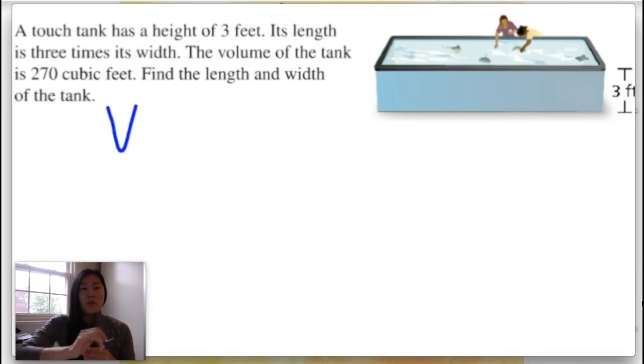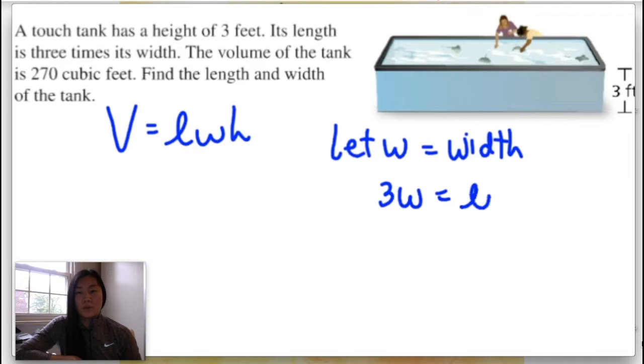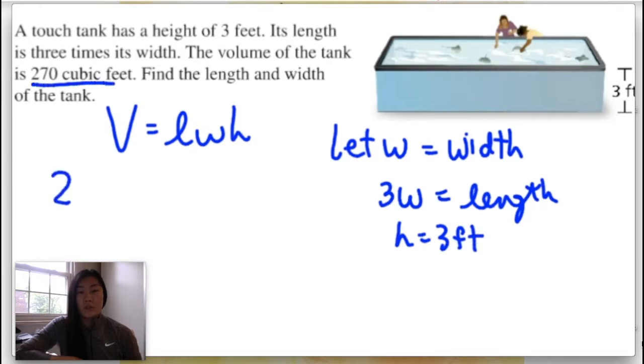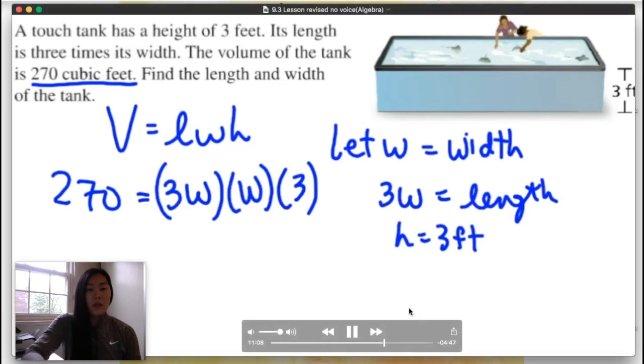So here we're given the volume. So volume is length times width times height. And we're going to define our variables. Let W be equal to width and let length be 3 times its width, so 3W is equal to your length. So we define the two variables. Your height of the tank is 3 feet. That's given. So all I need to do is really plug in all the information. 270 cubic feet was the volume given. 3W is your length, W is your width, and then 3 feet is your height. So I just literally plug all the information in.